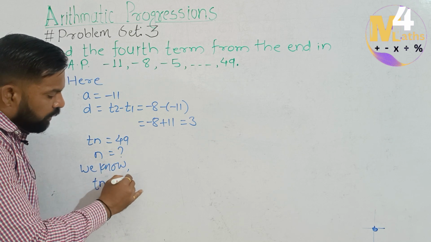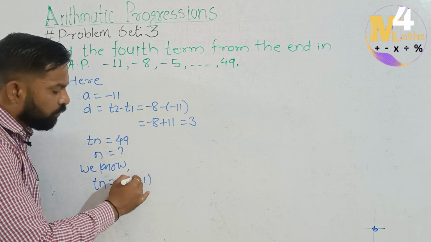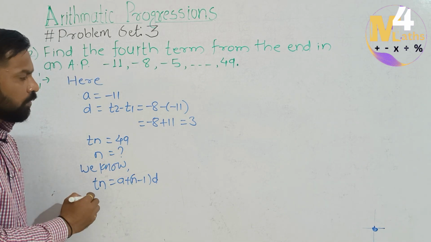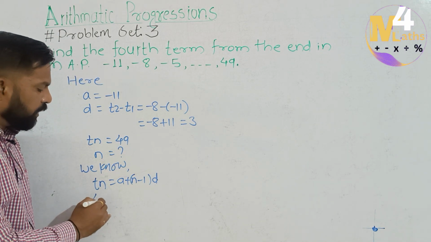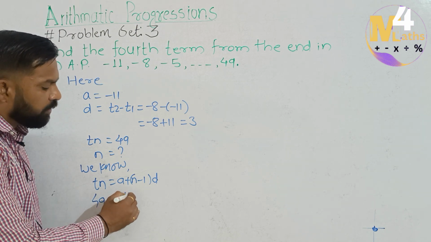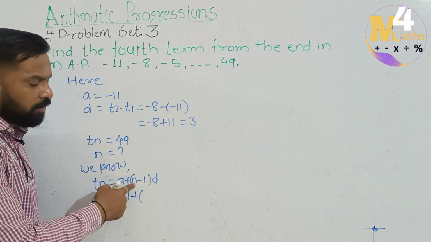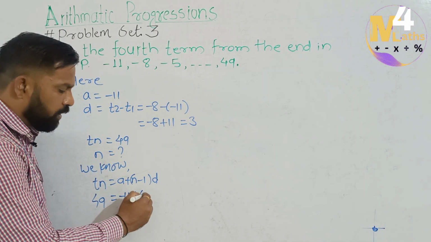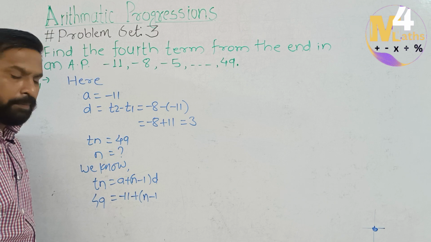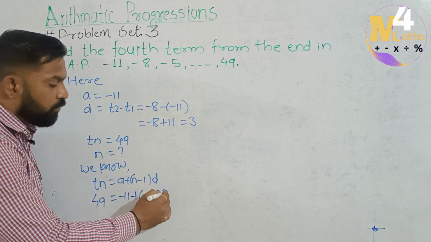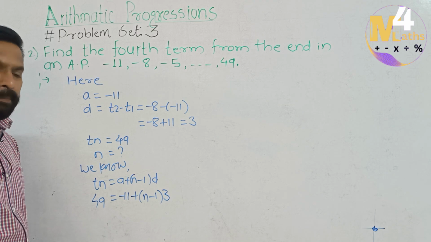Tn is equal to a plus (n minus 1) into d. Substitute the values. Our value 49 is equal to a, where a is minus 11, plus n. How many? We don't know. We don't have the value of n. So n as it is, minus 1 into d. What is the value of d here? As you know, it is 3.